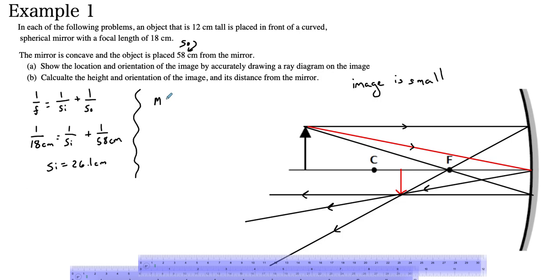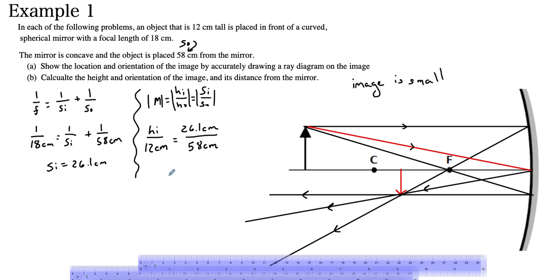Okay, and so we know that M is equal to HI over HO, but it's also equal to SI over SO. And of course, this is all magnitudes. That's how our reference table defines it. And so we can look at HI over HO equals SI over SO. And so the image height is what we want. The original height we know is 12 centimeters. Equal to, we know our new image distance, 26.1 centimeters. We know the original distance, 58 centimeters.